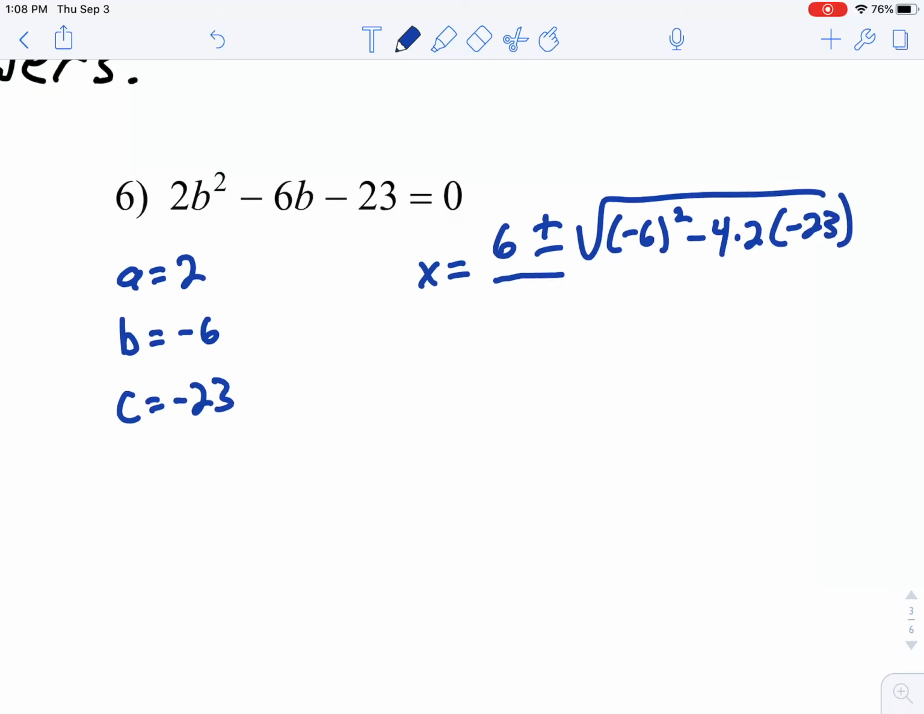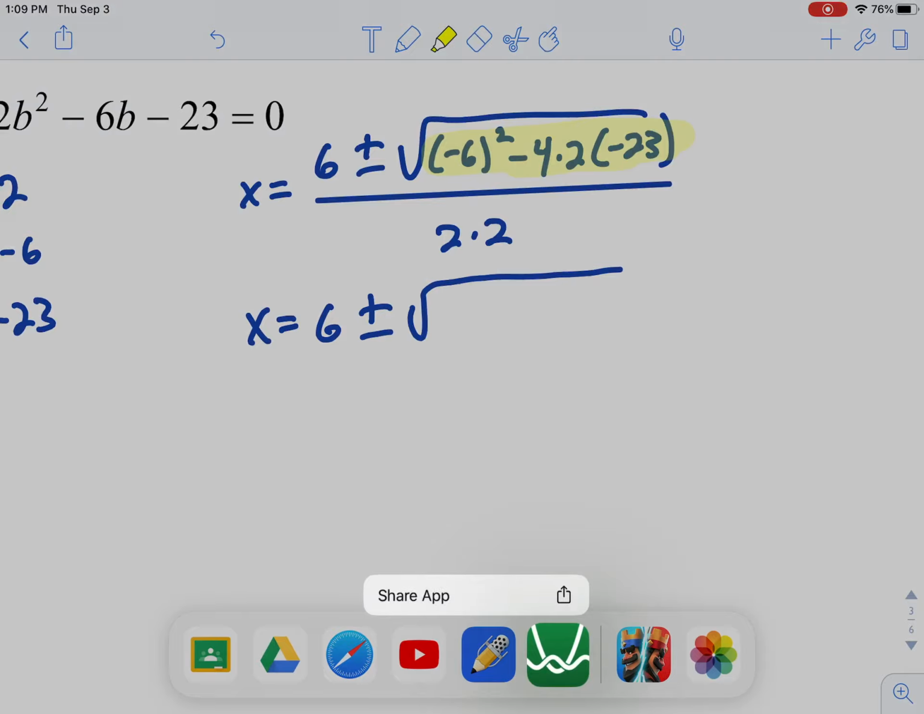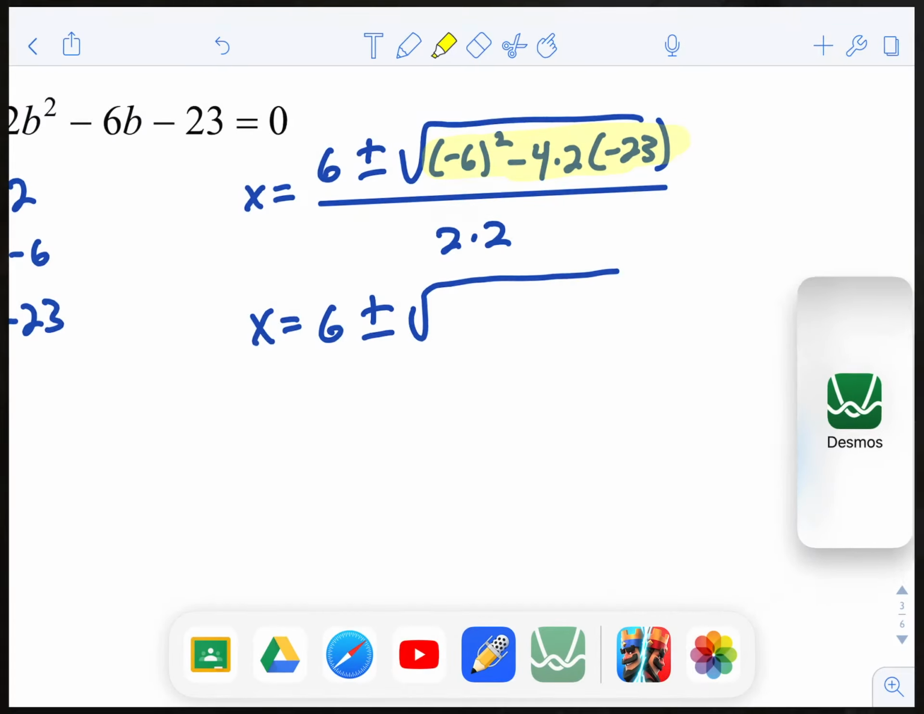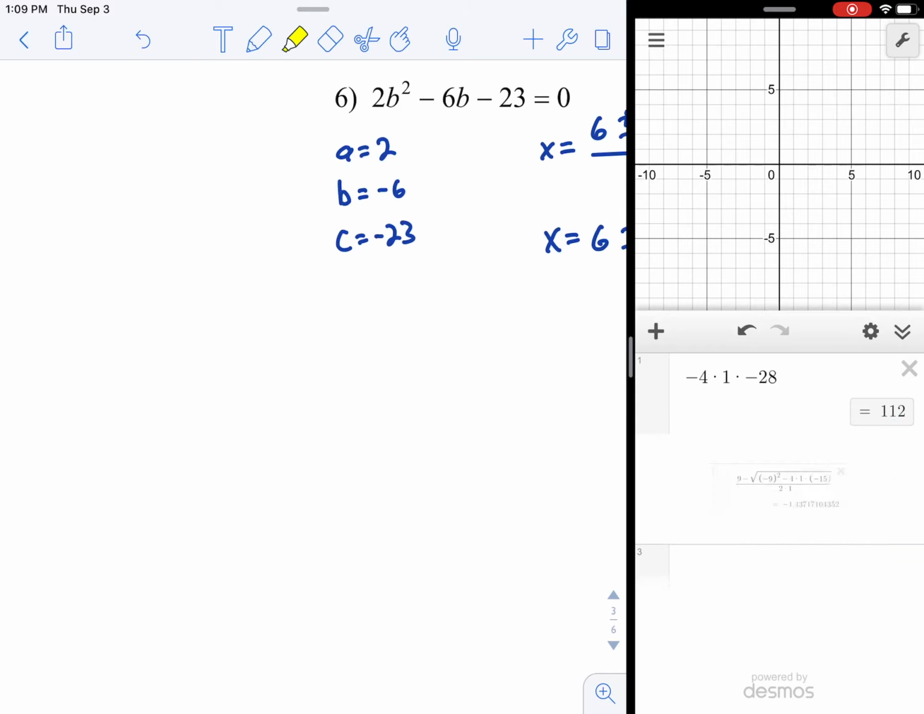Oh, I think I'm going to need the calculator. All over 2 times 2. So I'm going to simplify this. 6 is going to stay a 6. Tell you what, let me pull the calculator back up. Everything that's under the parentheses here, I can type into the calculator, so I'm going to do that. I'm not going to type in the parentheses, though. And I have reasons. Just trust me for now.